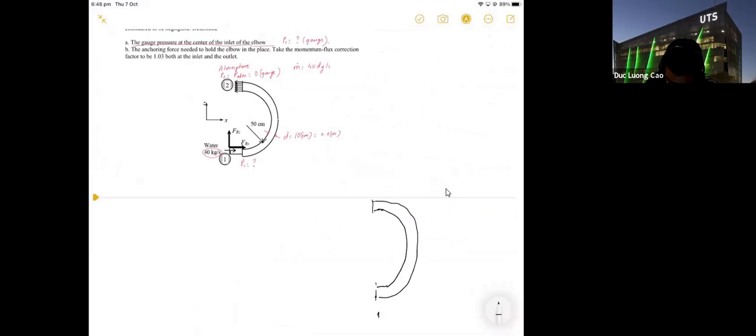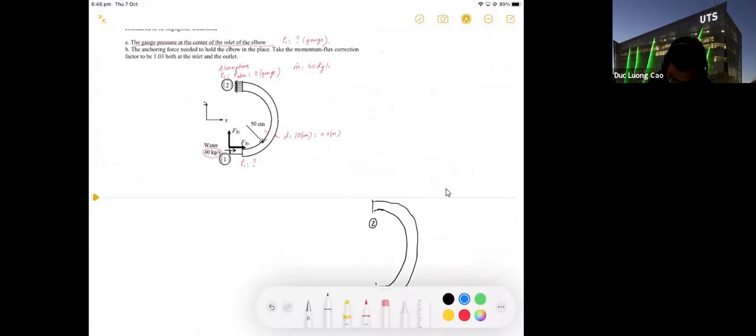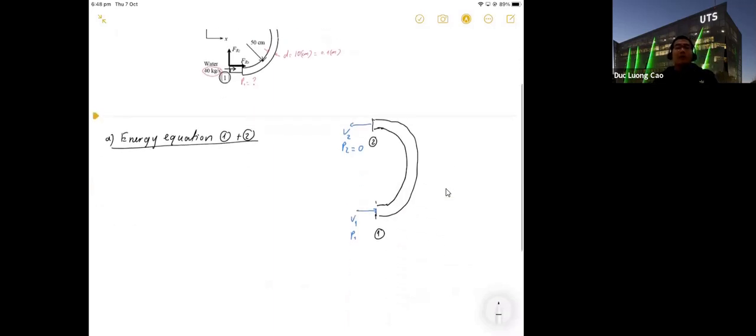This one is station 1. This one is station 2. This one is V2. This one is V1. And here you have P2 and P1, with P2 is 0. So for question A, we will apply the energy equation or Bernoulli equation between point 1 and point 2.